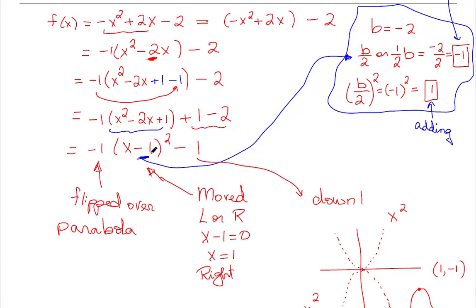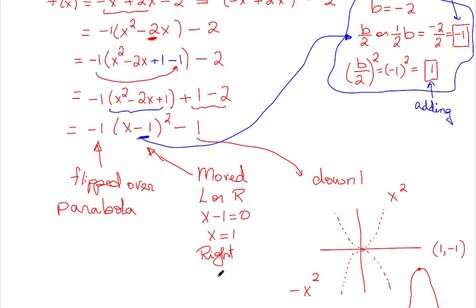I can recognize now that we have a shift. The -1 means the parabola is flipped over, moved downward by 1, and this part was a shift left or right. Which way? Set it equal to 0. X minus 1 is 0, and I see x is 1, so it moved it to the right.